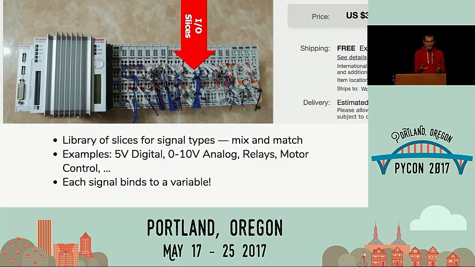On the right side, we've got these I/O slices. You buy those. This is the 5-volt one for the speed output. This is the one for the digital one. You just kind of slide them into each other, slide them into your PLC and you've got a configured PLC. You can mix and match them.